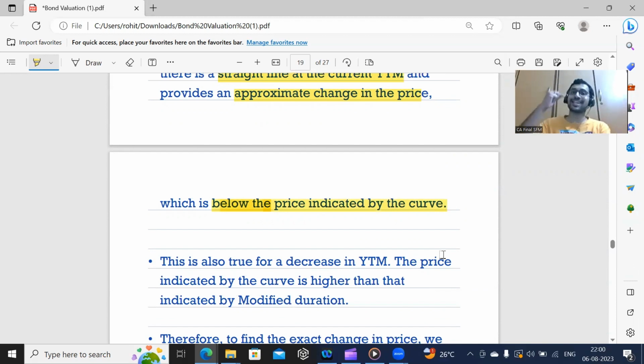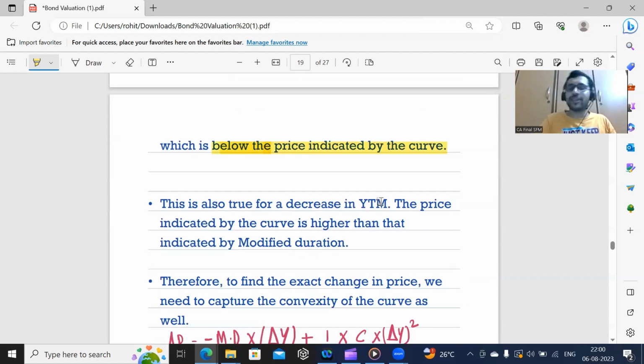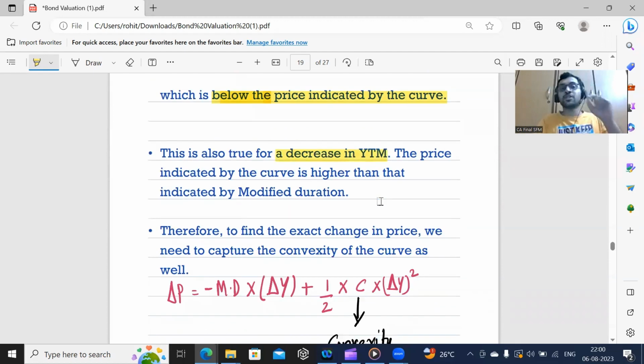The curve is standing slightly higher than that line. Whether there is a fall in interest rate or a rise in interest rate, the curve is above the line. So modified duration is always underestimating the price, for both an increase and a decrease in YTM. So now, to find the exact change in price, we are going to capture that gap, which is called the convexity adjustment.